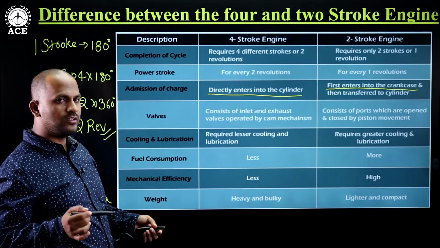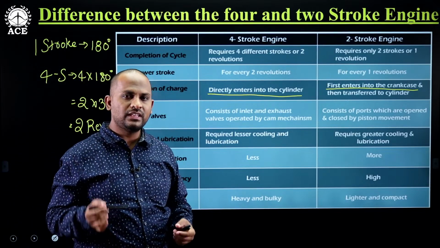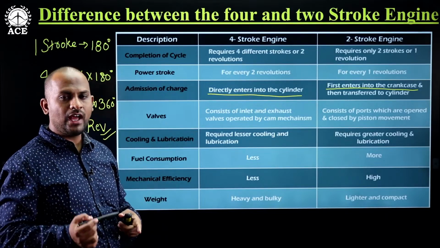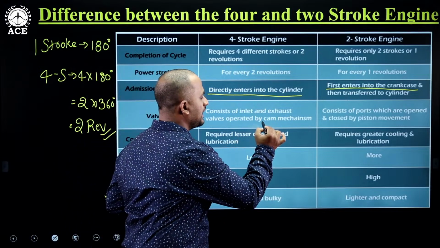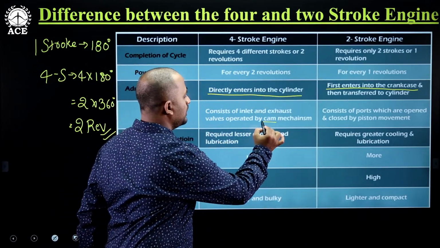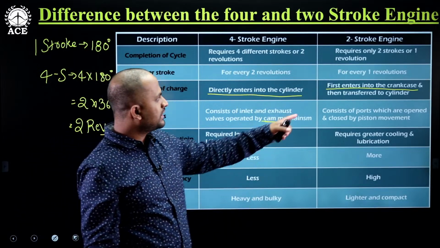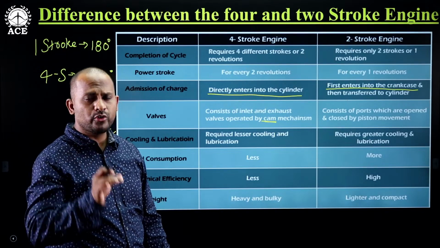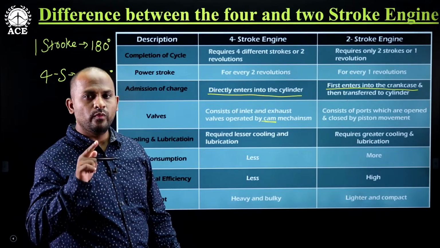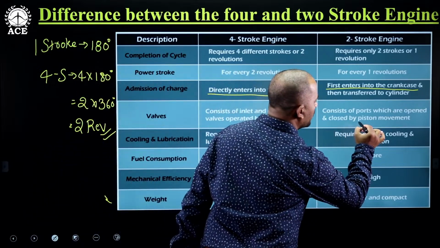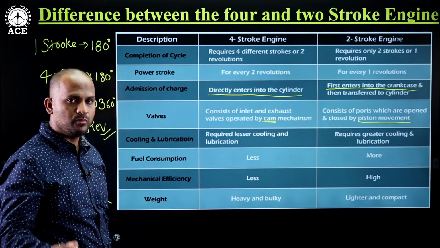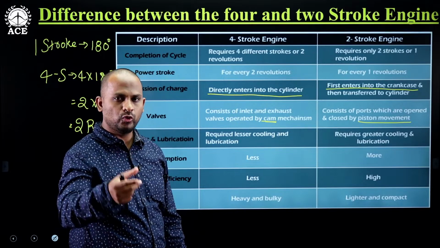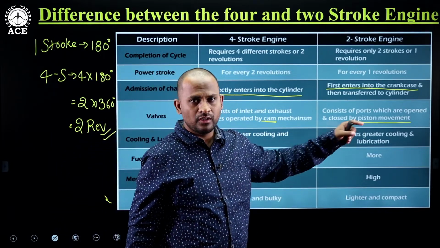Next, with respect to valves and the ports, in the 4-stroke engine, we will be having the inlet valve and the exhaust valve. And to operate that inlet valve and exhaust valve, we need a valve actuating mechanism by means of a cam. Whereas in the case of 2-stroke engine, we don't have any intake valve or exhaust valve, but we will be having what? Ports. In the case of 2-stroke engine, the ports are opened and closed based on the piston movement, right?